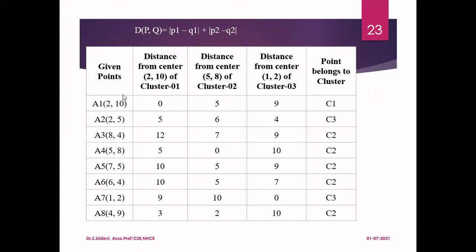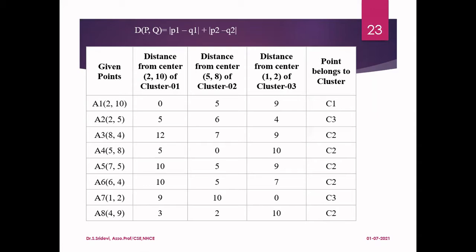Therefore, A1 should be associated with cluster 1. So I'm writing here C1. And if we consider the point A2, out of these 3 distances, 4 is the minimum value. Therefore, A2 should be associated with cluster 3. Similarly, A3 should be associated with cluster 2 because here 7 is the minimum out of these 3 values.